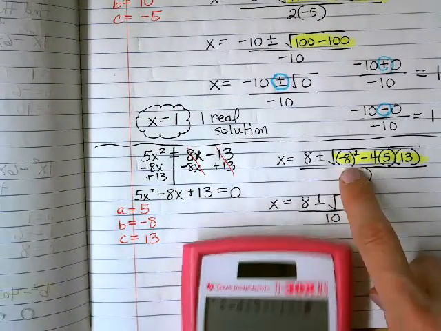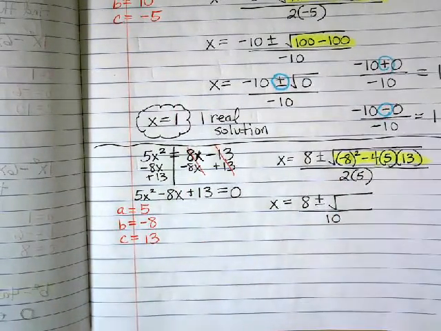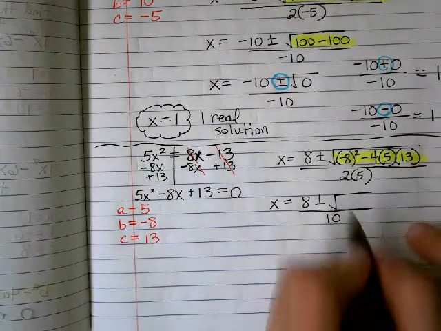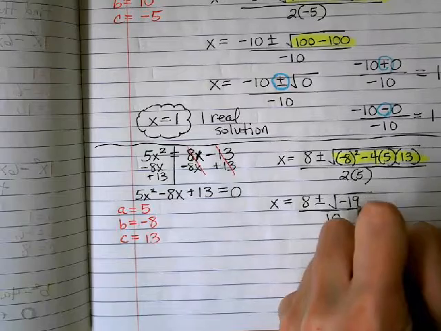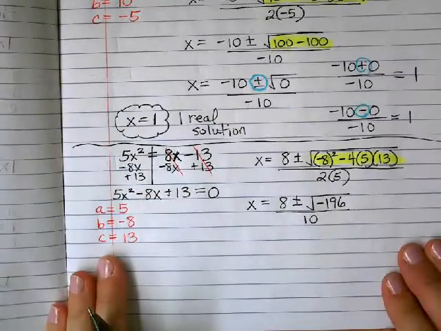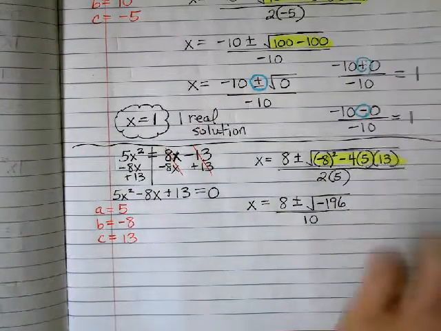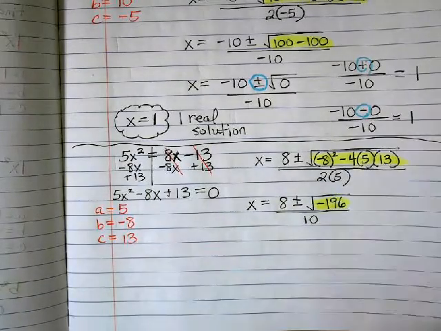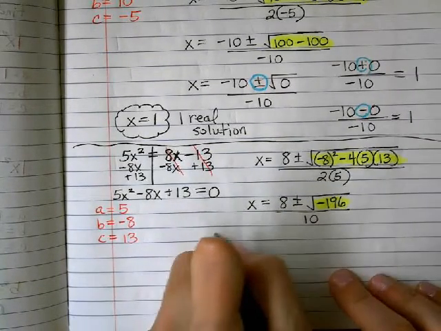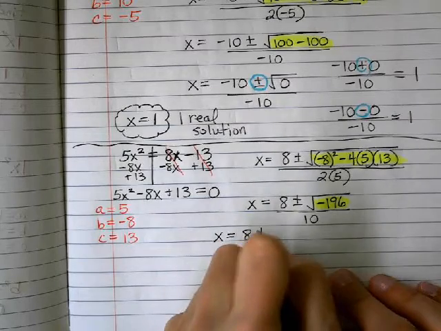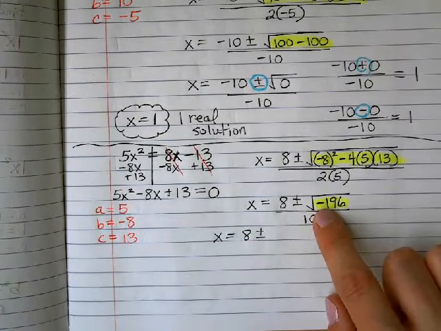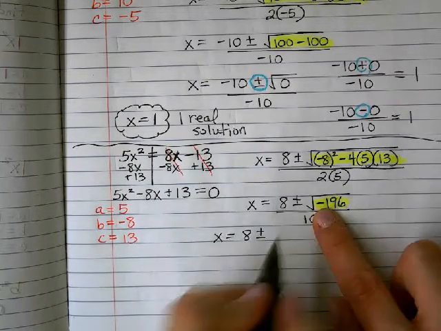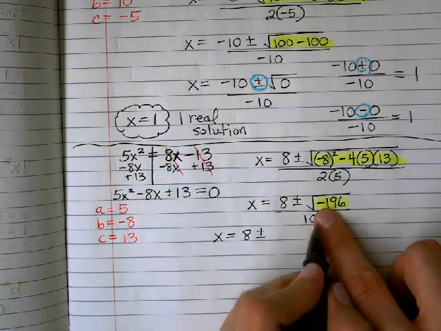So I did the part in my calculator. I did all the part in yellow. And I got negative 196. Okay, so I'm getting x equals 8 plus or minus. What happens when you get square roots of negative numbers? Yeah, there's no real roots. It's like one of those imaginary things. You have to put I. It's going to be something with an I.